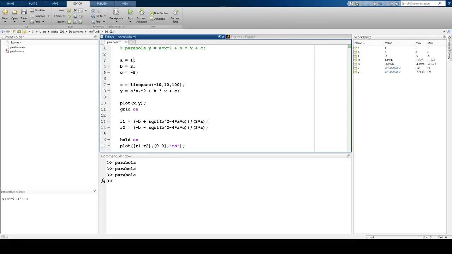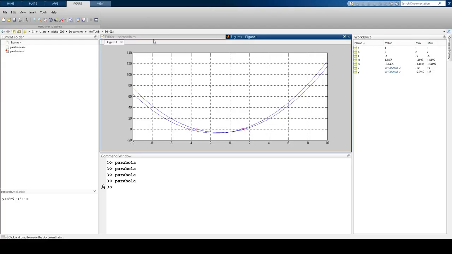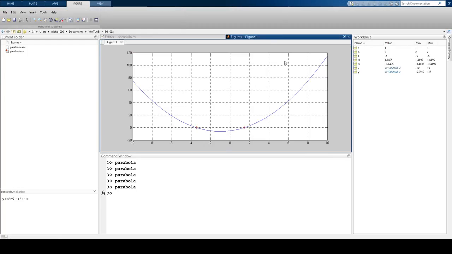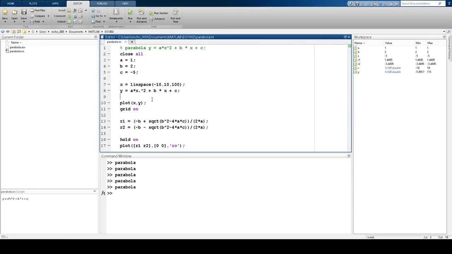We might also want to change some of these parameters, so we might want to, instead of having b equals 3, b equals 2 instead. If we ran that, I don't have my clear previous one on, so I'll just close all at the start of this. And so now when I run it, I get a fresh figure. So we may want to change these values quite readily, and to do that inside of a script, we actually have to go into the script and change the values, whereas with a function, we could pass them through as an input. Okay, so I'm going to leave this video here. Next video is going to go on to where we convert this into a function itself.